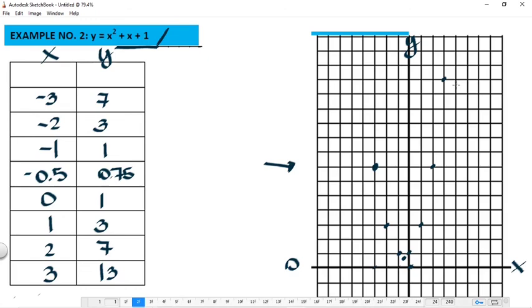If you want your points to be more symmetrical, let's just add another value here for x, which is negative 4. And that will be equal to positive 13 as well. So this is our negative 4, and then move 13 grids upward. So this is positive 13. Then let's try to connect the dots.